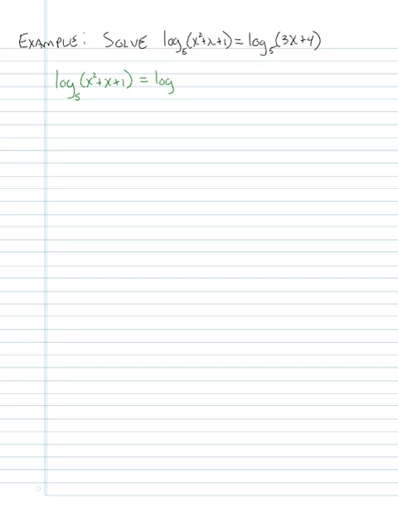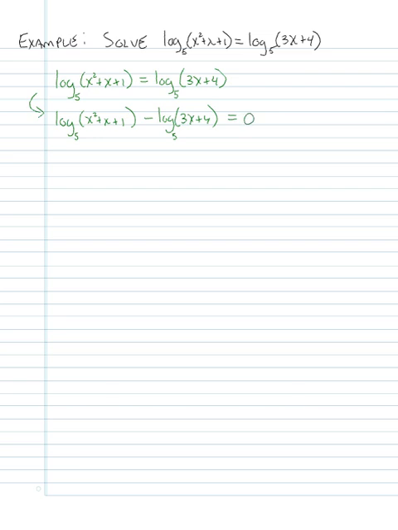We could go about solving this just as we have before. And I'll make a point of this: what I said before is that we want to gather our logarithms to one side. And so we could say that this is the logarithm of x squared plus x plus 1 base 5 minus the logarithm of 3x plus 4 base 5 is equal to 0.